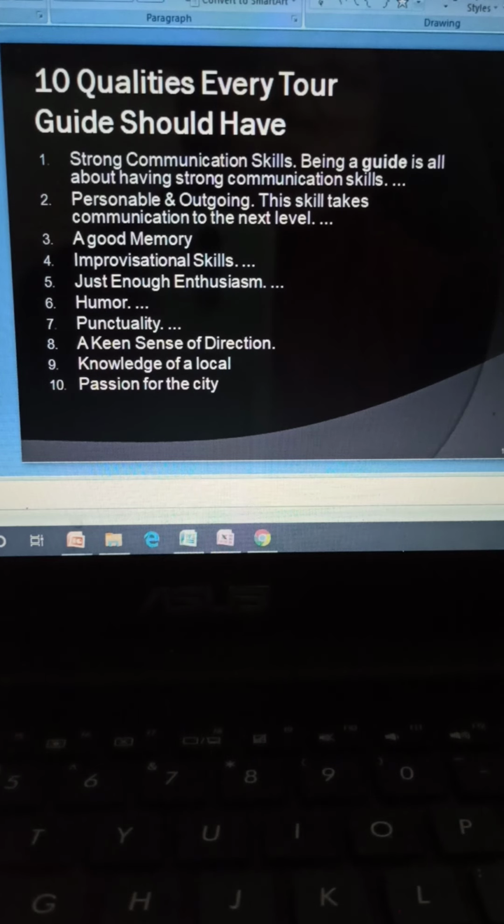Now, punctuality is a must. You have to be at a particular place before the guests or the tourists, preferably half an hour before, or 15 minutes at the latest. Then a keen sense of direction, good direction skills, and knowledge of a local, meaning knowledge of everything there. You can speak the language, converse with them, understand the people, and have passion about the city. You have to have some passion about that particular place that you're taking them.